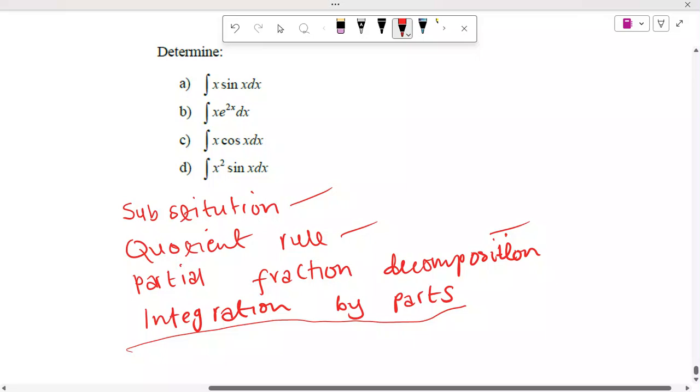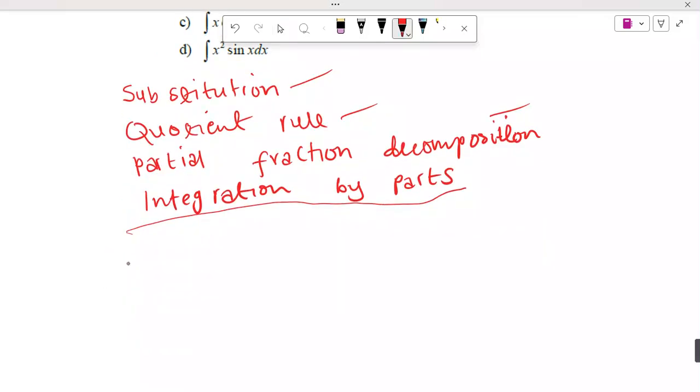If you see these questions here, you can't use the substitution method, it can't work. You can't use the quotient rule, which works only when you have fractions. Partial fractions also deal with fractions with multiple linear functions, so it can't work. Then how do we solve? That's where we cover the last part of integration, which is integration by parts. So how do we use it?